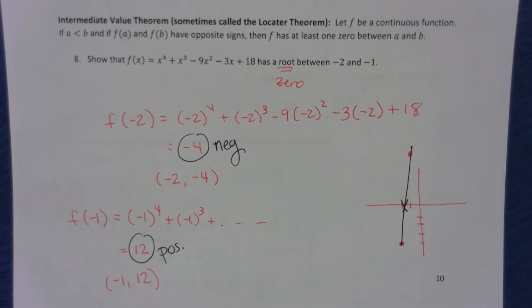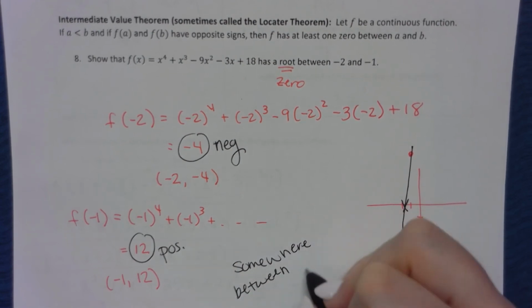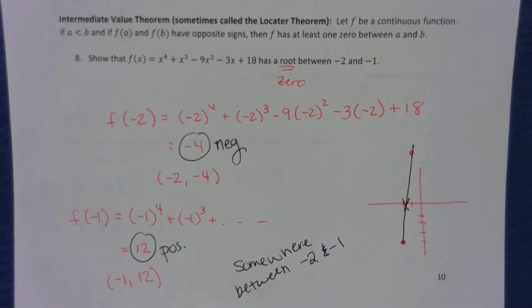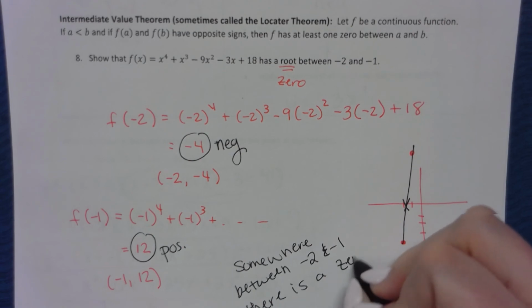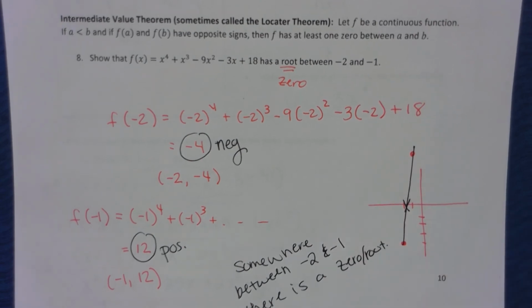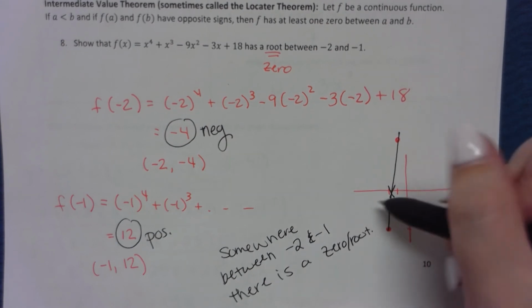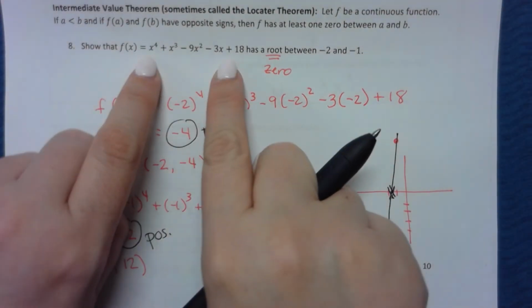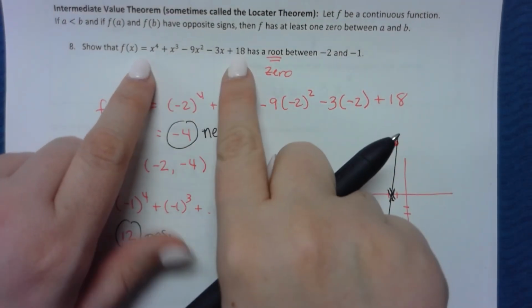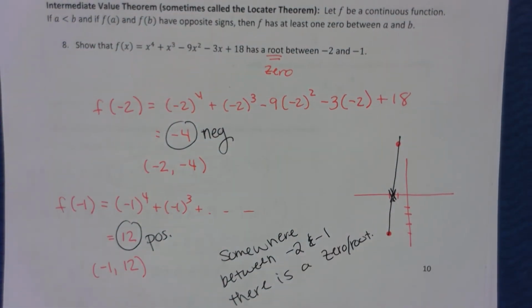So that's saying that somewhere between -2 and -1, there is a 0, or root. Root means the same thing. Somewhere between -2 and -1, it could be at -1.5, it crosses the x-axis. So if I wanted to find all of our 4 answers for this, one of our answers is going to be between -2 and -1, whatever that may be.